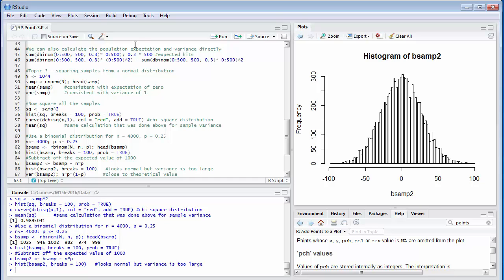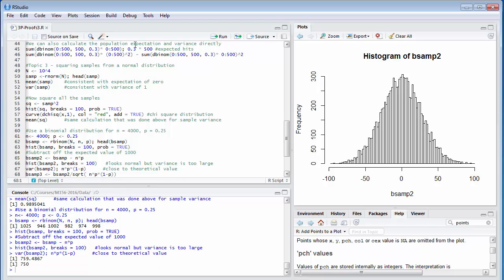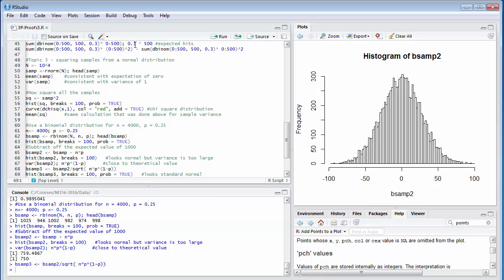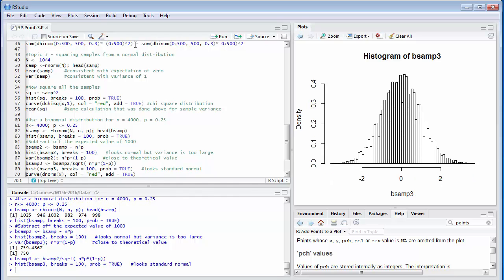That looks like a normal distribution, but certainly not a normal distribution with a variance of 1. No problem. We know what the variance is. Theoretically, for a binomial distribution, it should be np times 1 minus p. And sure enough, the two things come out fairly close together. So if I take this vector of binomial samples and divide by the square root of the variance, I now have something where the variance should be 1. And when I plot the histogram, it's now looking more and more like a standard normal distribution.